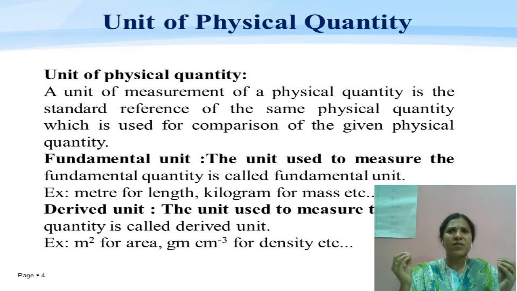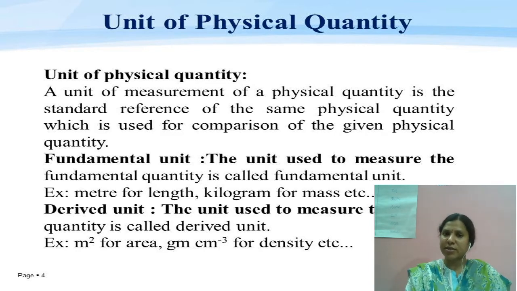So here there are physical quantities which can be measured, as we just mentioned, and the quantities which can be measured, which can be expressed in terms of some standard of reference, we are going to call a unit. So a unit of measurement of physical quantities is a standard reference of the same physical quantity which is used for comparison of the given physical quantity.